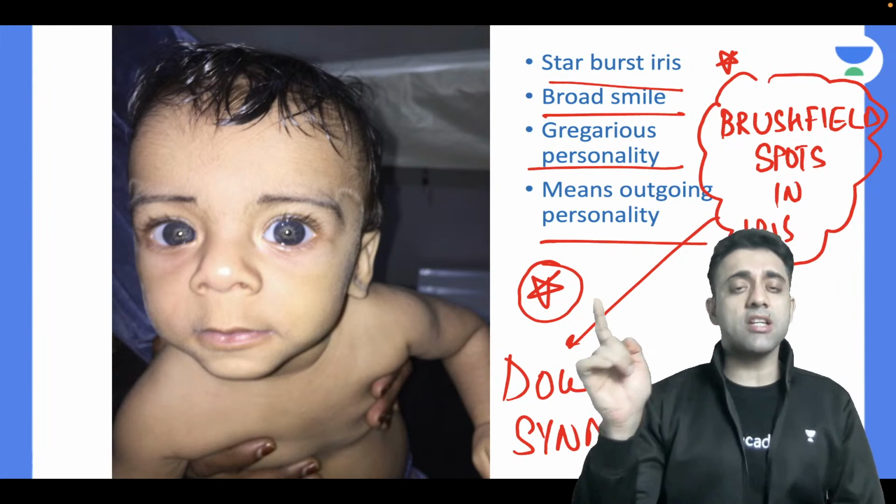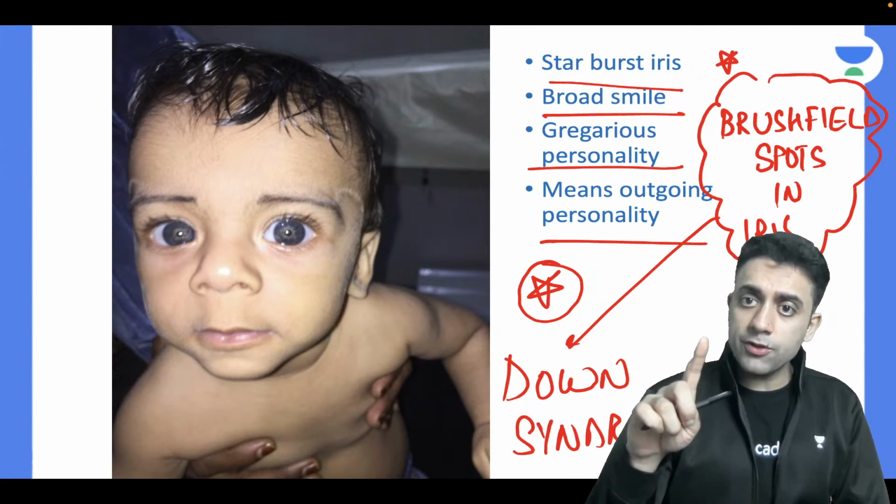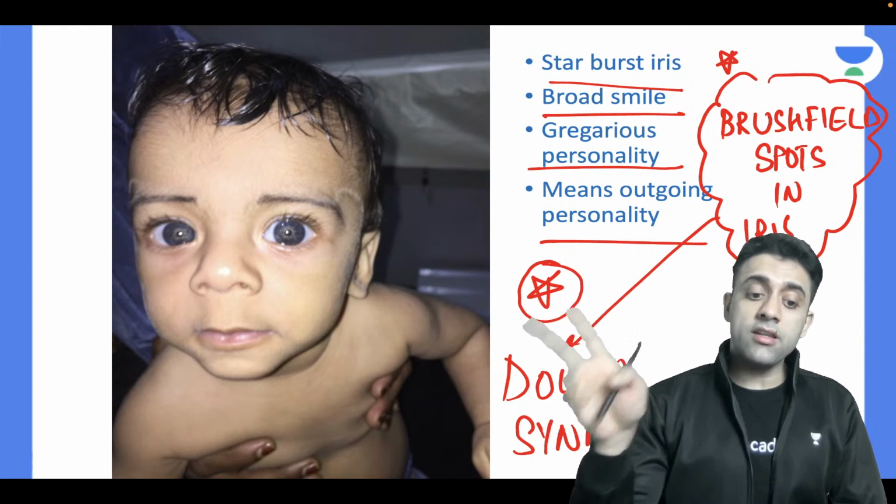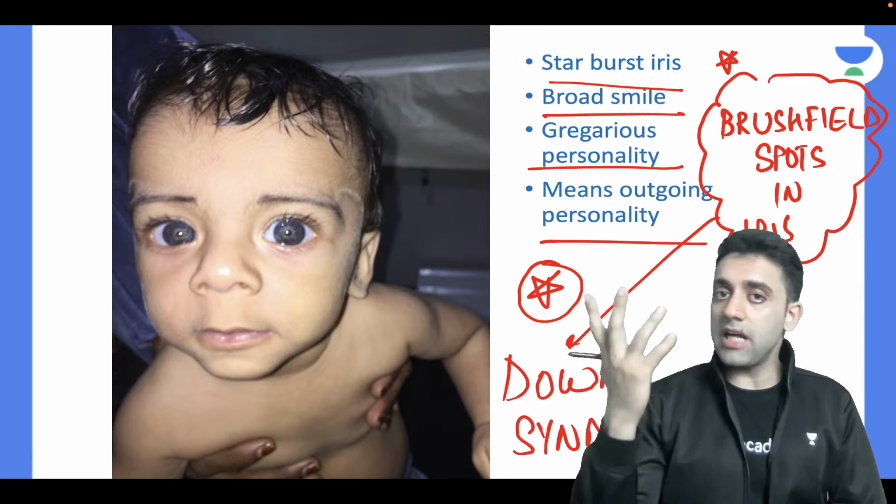So starburst iris you see in Williams syndrome. Brushfield spots in iris you will see in Down syndrome. कोई बात नहीं सावन, Down syndrome मिलता है.